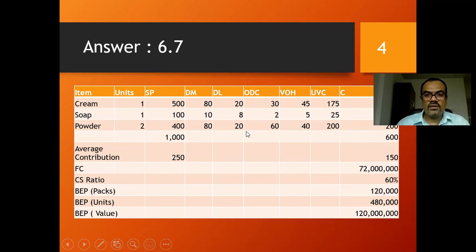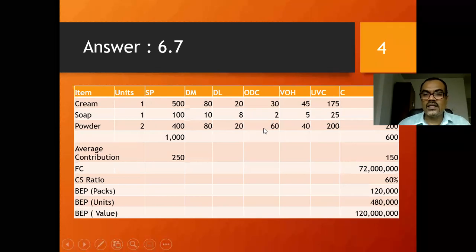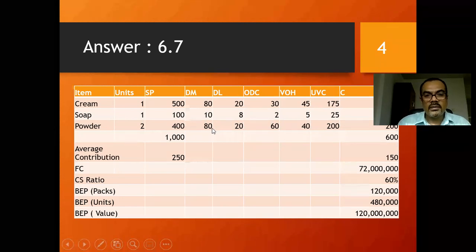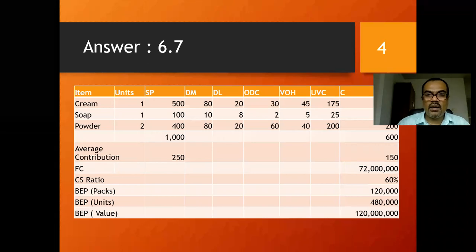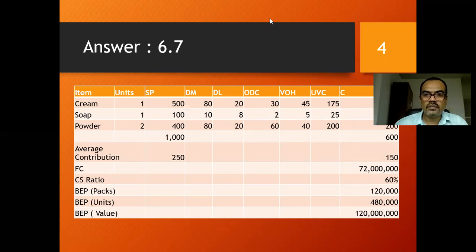But just to make sure that nothing has gone wrong, you better do a reconciliation like this: cream, soap, powder, selling price is given. So here you got to be very careful since there are 2 units. Powder 2 units, 200 into 2, 400. This is the point where in case you have gone wrong, so this is the place. You may forget to double it, multiply it by 2. Direct material needs to be doubled, direct labor, other direct costs, and variable overheads. Likewise, I use this annotation. Okay.